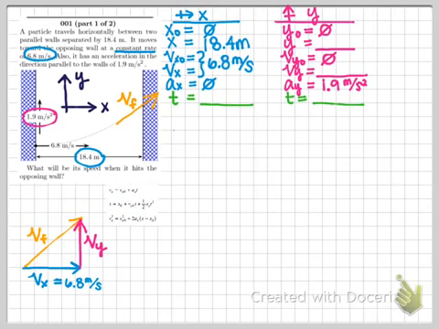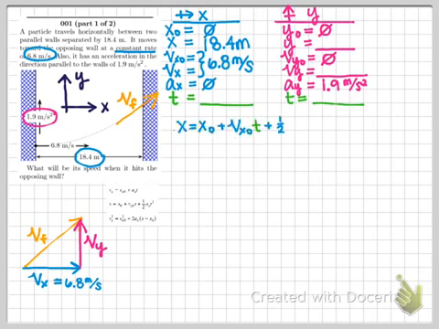So of course that means it's going to be one of the first two, and the first one, this second term here, the a_x t, is going to end up canceling out since acceleration in the x is 0. It's just going to end up telling you that 6.8 meters per second equals 6.8 meters per second. True, but not useful. So really it's the second equation here that we're going to want.